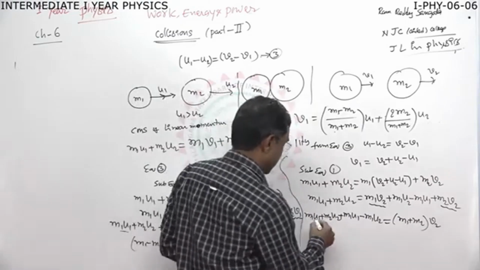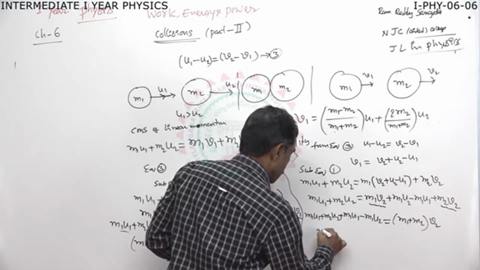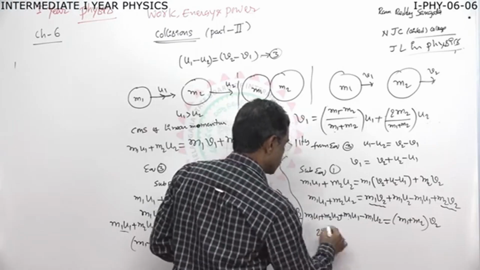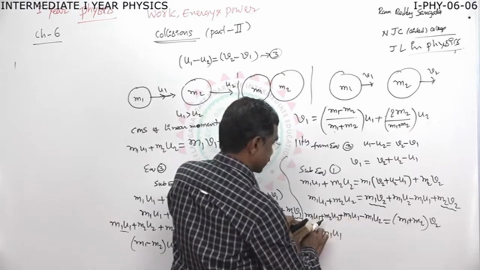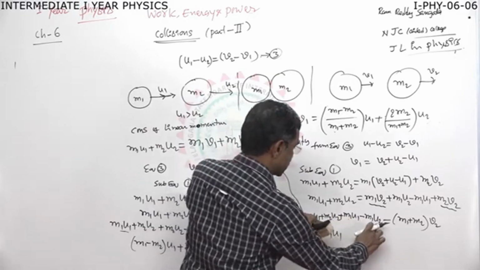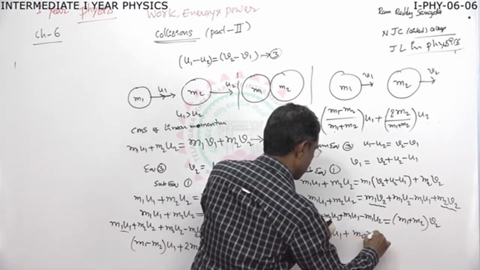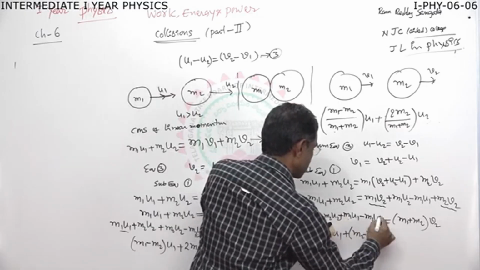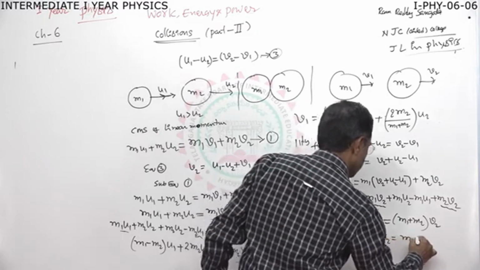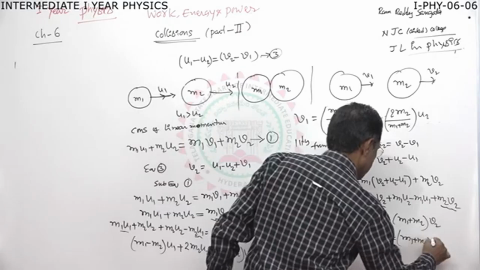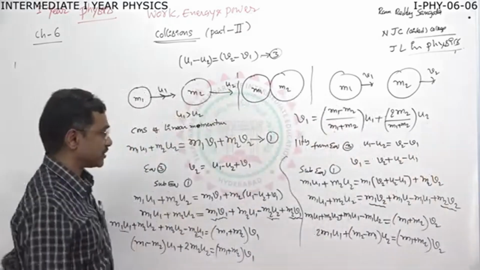So you check once again: 2M1, here M1 U1, M1 U1, 2M1, 2M1 U1. This term gets repeated twice. In the remaining two terms, you see U2 being common, I'll write it as M2 minus M1, then U2 being common. U2 is taken common. This is M1 plus M2 into V2. In the same manner, there's no difference at all.